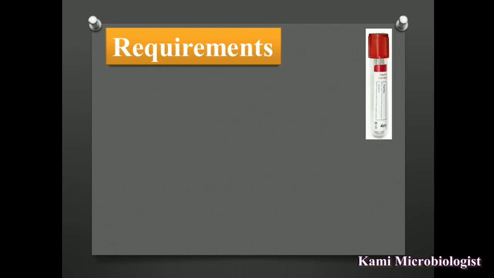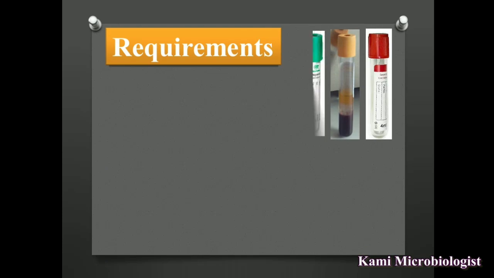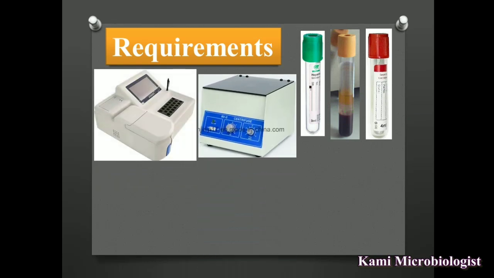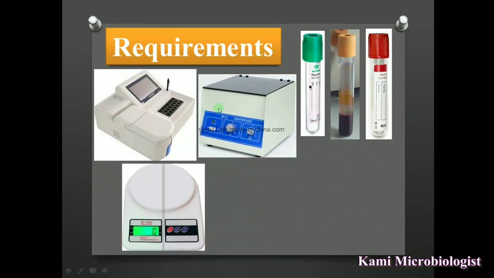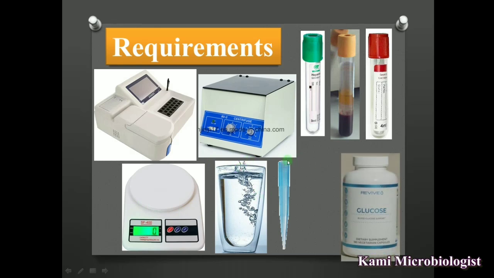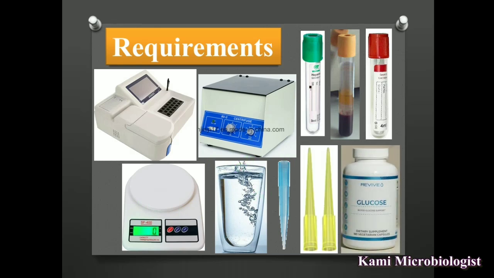Requirements. To perform this test, we need blood in a red top, gel tube or heparin tube. You can take blood in any one of the tubes. Then you need a centrifuge machine, a biochemistry analyzer machine, a weight machine, and simple water. This is simple tap water. You need a blue tip, you need glucose, and you need a yellow tip.